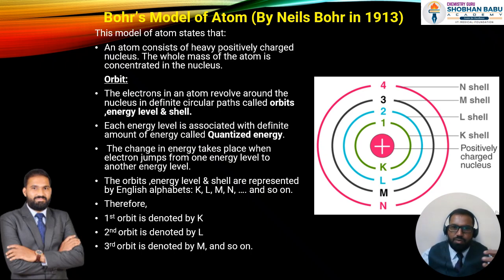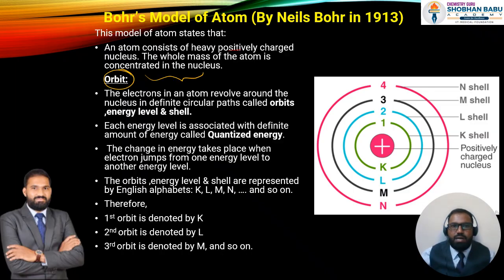Next, as we have discussed Bohr's atomic model, to understand simple electronic configuration we have to know Bohr's atomic model. This model says that an atom has two important parts. One is the nucleus. The nucleus has positively charged particles, and neutrons are also present, but at this point we have to know that only positively charged particles are concentrated in the center of the nucleus.